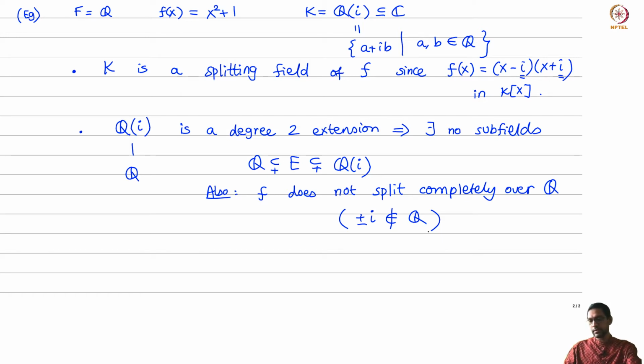This extension K also satisfies the second property that you need, right? The only proper subfield of Q(i) is Q itself, and the polynomial f does not split completely over Q. Okay, so that proves that K is the splitting field.